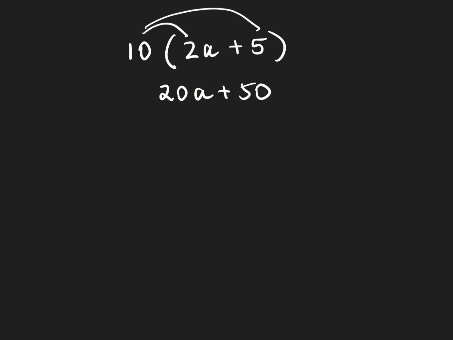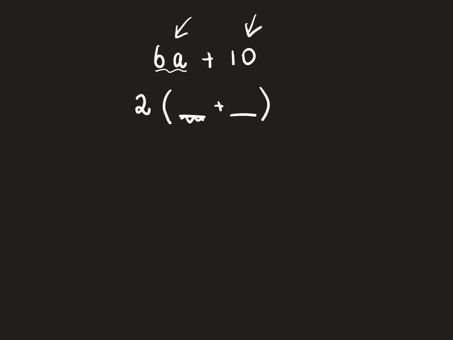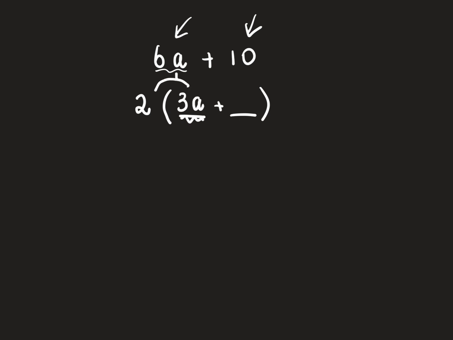So if I've got, let's say, 6a plus 10, I say, well, is there a common factor between this 6 and this 10? Well, yes, they're both even numbers, so they're going to have a factor of 2. So it's going to be 2 lots of something plus something. 2 lots of what would give me 6a? 6a divided by 2 is 3a. 2 lots of 3a will give me 6a.